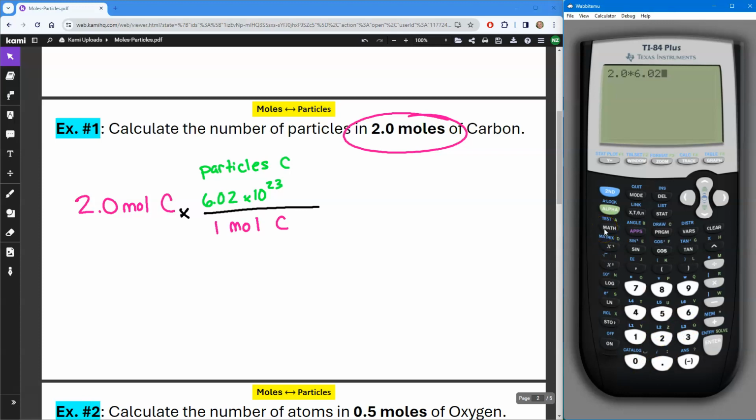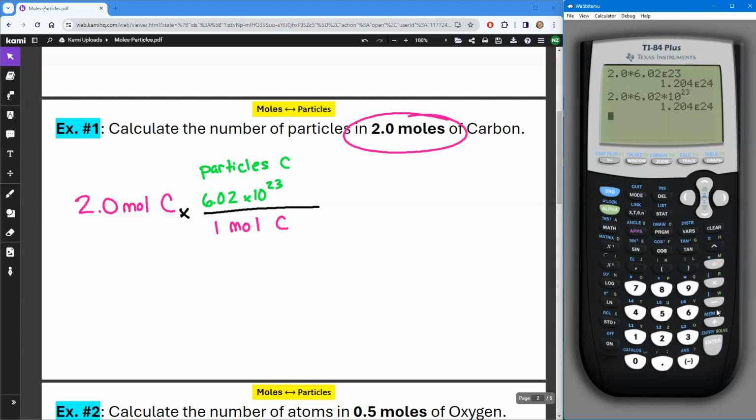So the preferred way is using the E button. So I'm going to press second, and then I'm going to go find the EE button. So I have to actually press the comma, which is, if you look above, the EE. And then I'm going to put in 23. So that EE is times 10, and then any number after it is the exponent. So let me show you what I mean. So if I type in 2.0 times 6.02 times 10, and then I'll use the caret key, which is also for exponents, 23, I get the same number.